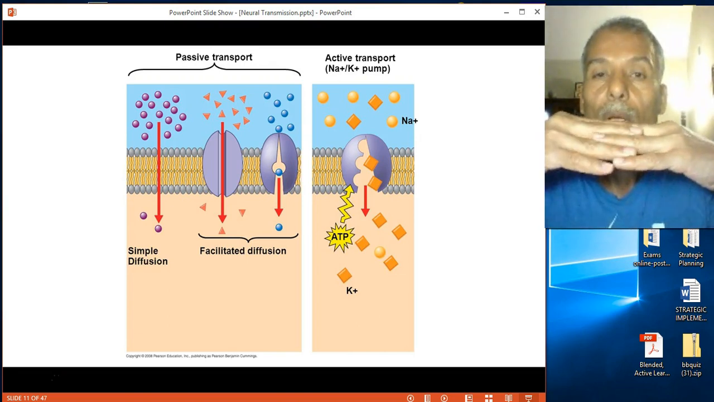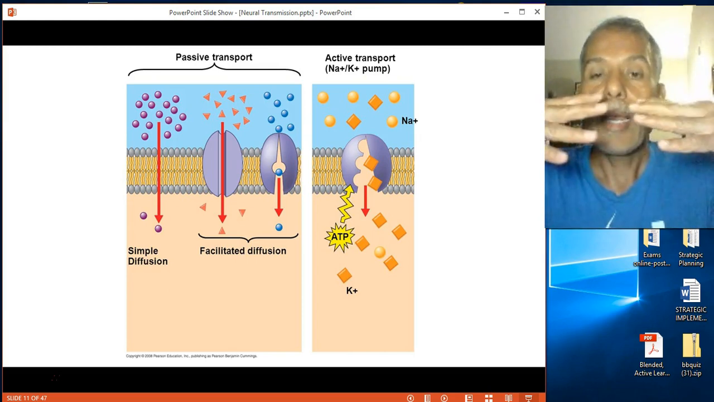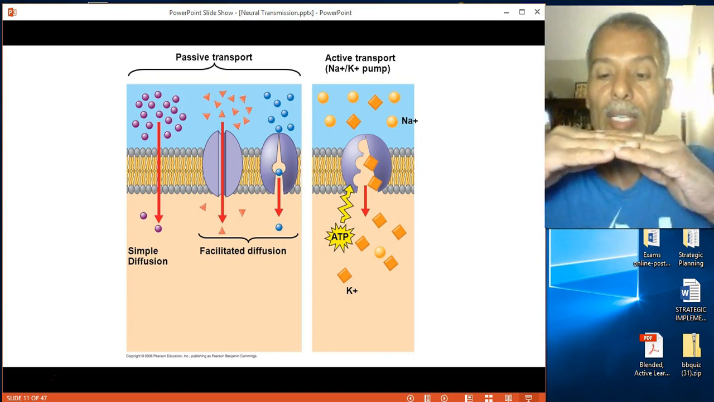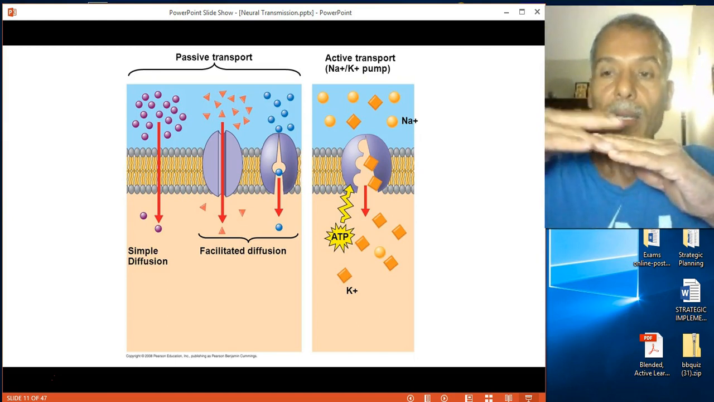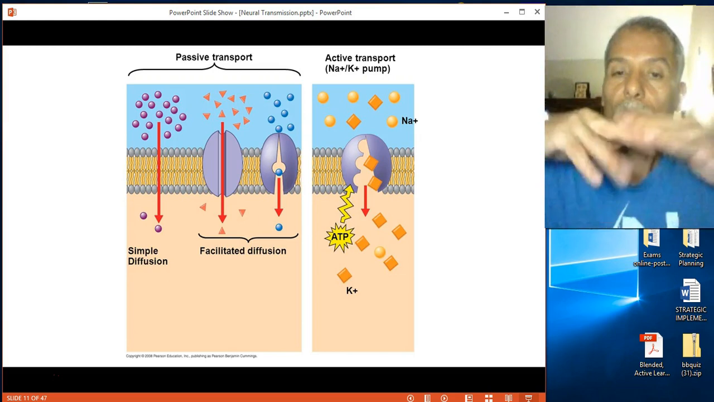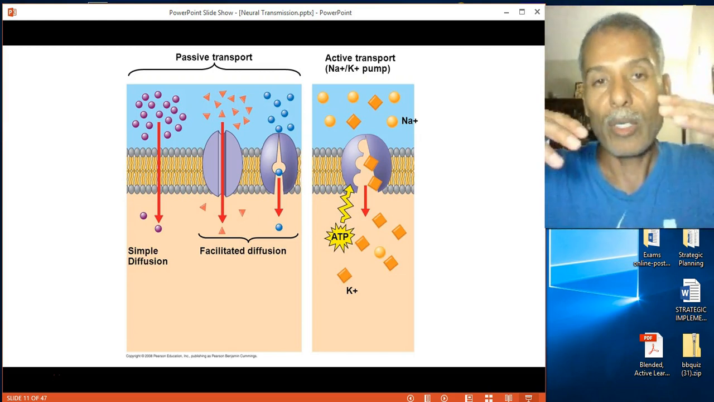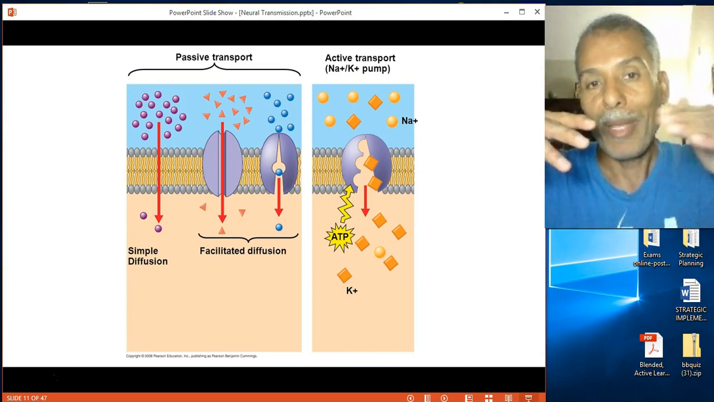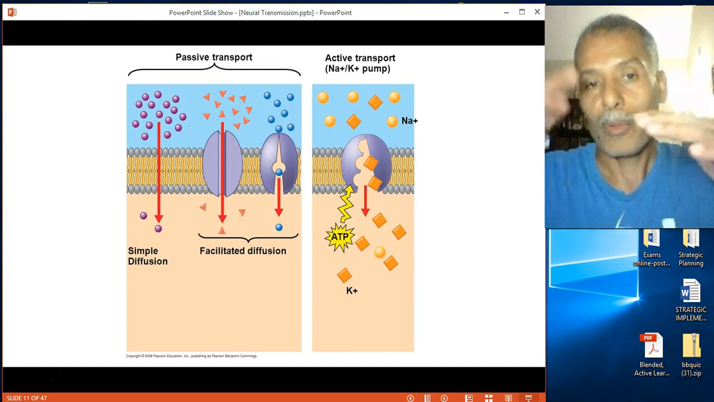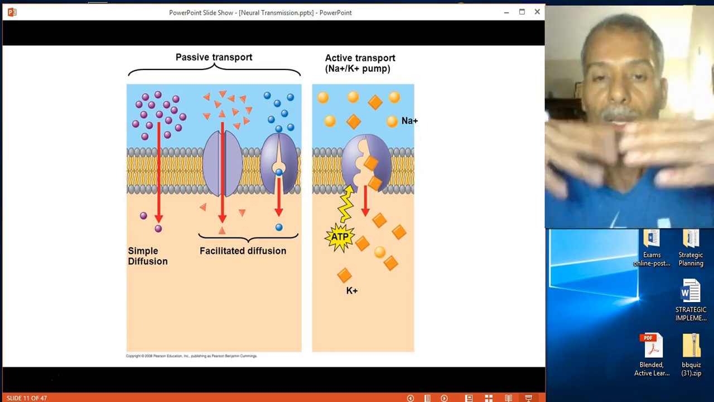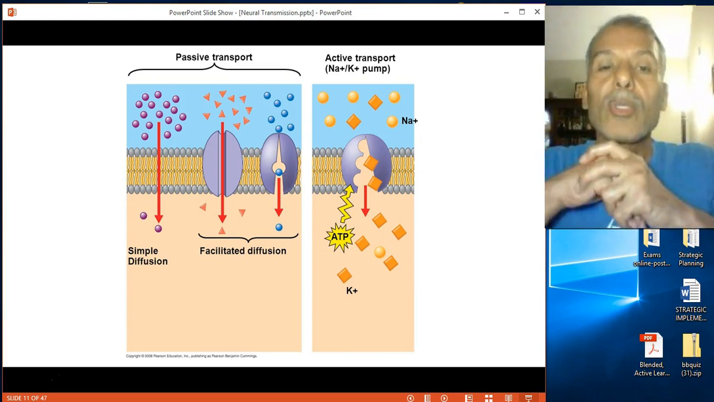So again, if you leave things based on the diffusion gradient, the natural gradient, sodium wants to come in and potassium wants to go out, but it doesn't work this way. The gates of sodium make it impossible for all sodiums to come in, but the potassium wants to go out.